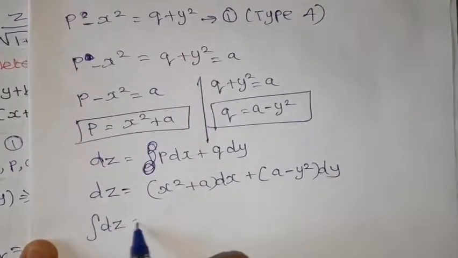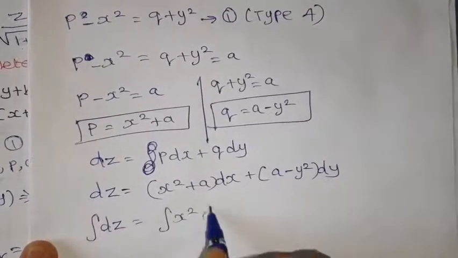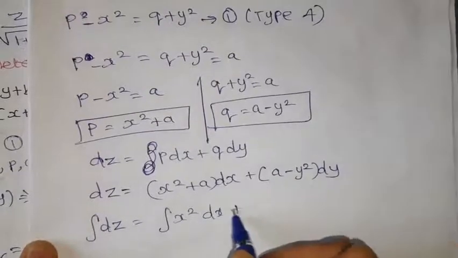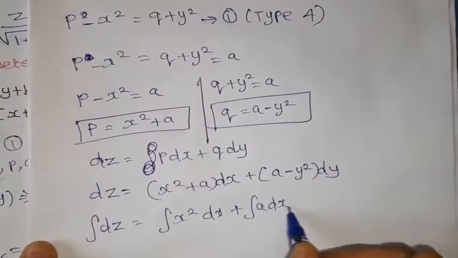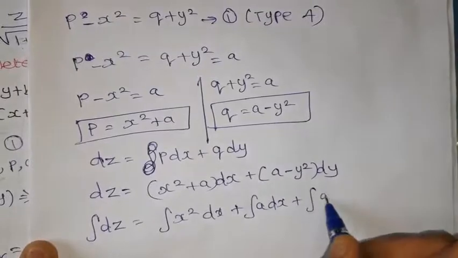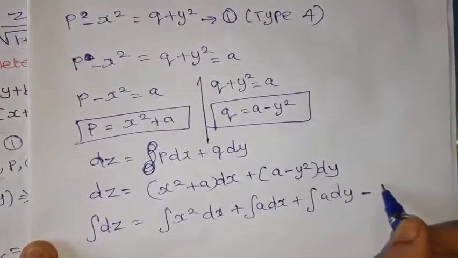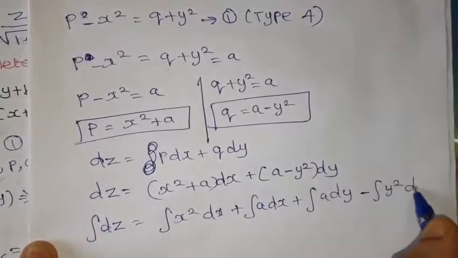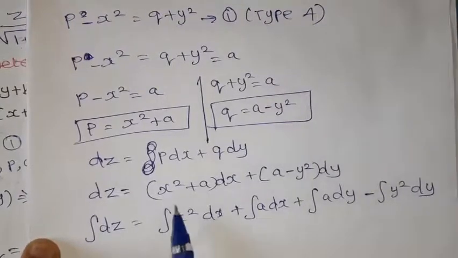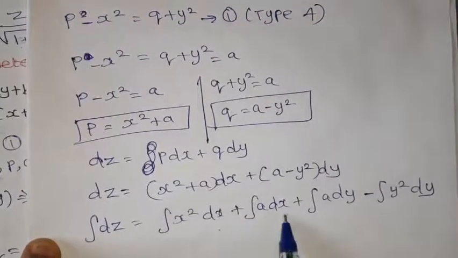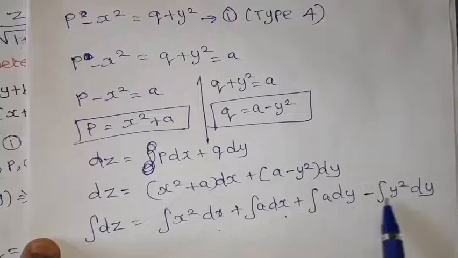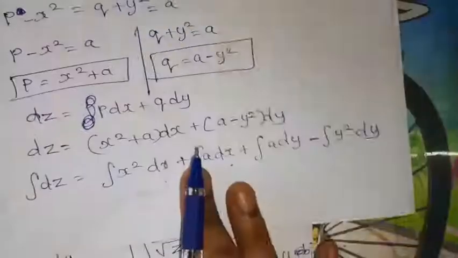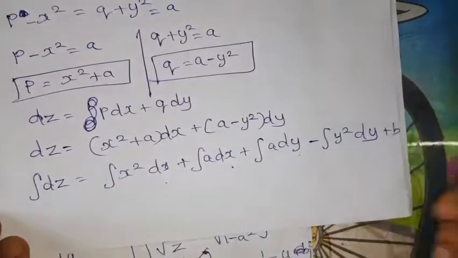Integral dz equal to integral x squared dx. Separate integrals: integral a dx plus integral a dy minus integral y squared dy, right? I will check again. x squared dx, a dx, a dy, minus y squared. Now integrating. So the equation has some constant.